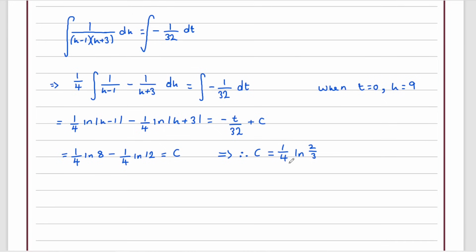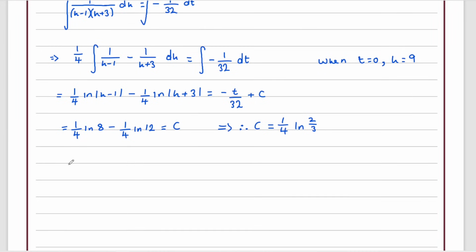So now I can go back to this line here. Now what I'm actually going to do here is times through by the 32 as well, just to get rid of this fraction and include c. So if we do that here, I get 8 ln (h minus 1) minus 8 ln (h plus 3). That's equal to minus t plus c. Well, c is a quarter ln 2 over 3, so that's also going to be 8 ln 2 over 3. So plus 8 ln 2 over 3 there. Okay. So we're getting closer to the solution here, but there is still quite a bit of work involved. Like I said, this part of the question is certainly tricky.